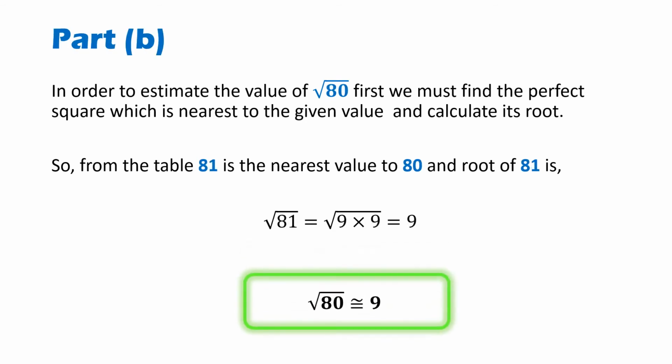Part B. In order to estimate the value of the square root of 80, first we must find the perfect square which is nearest to the given value and calculate its root. So, from the table 81 is the perfect square that is nearest to the given value 80, and the square root of 81 is 9, so the square root of 80 is approximately 9.